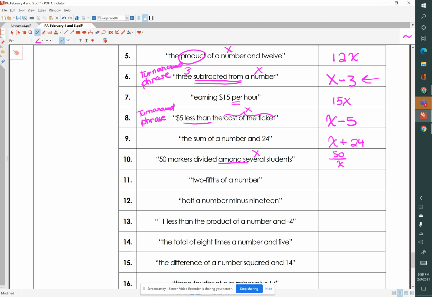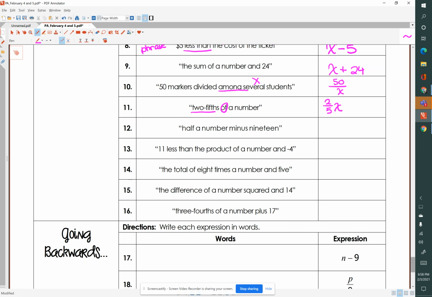Now here we have 2/5 of a number. Of indicates that we are multiplying. 2/5 is a fraction, so it's 2/5 times x, or 2/5 x. Now we're getting some expressions with more than one term. Half a number. Okay, so that half a number is 1/2 x minus 18.